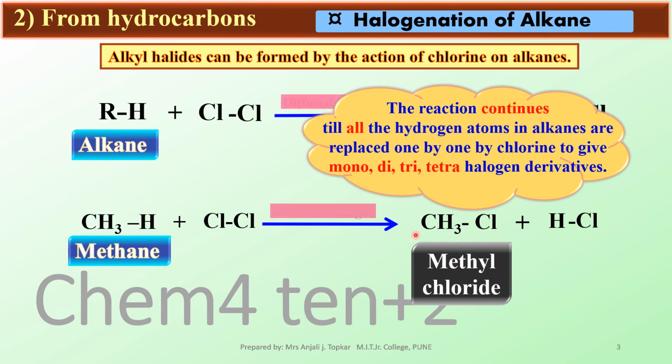This monohalogen derivative again reacts with chlorine to remove one hydrogen again from this methyl group, and thus till the end of the reaction we find all the 4 hydrogen atoms of this methane are removed to give tetrahalogen derivatives, to give all the 4 types of halogen derivatives.